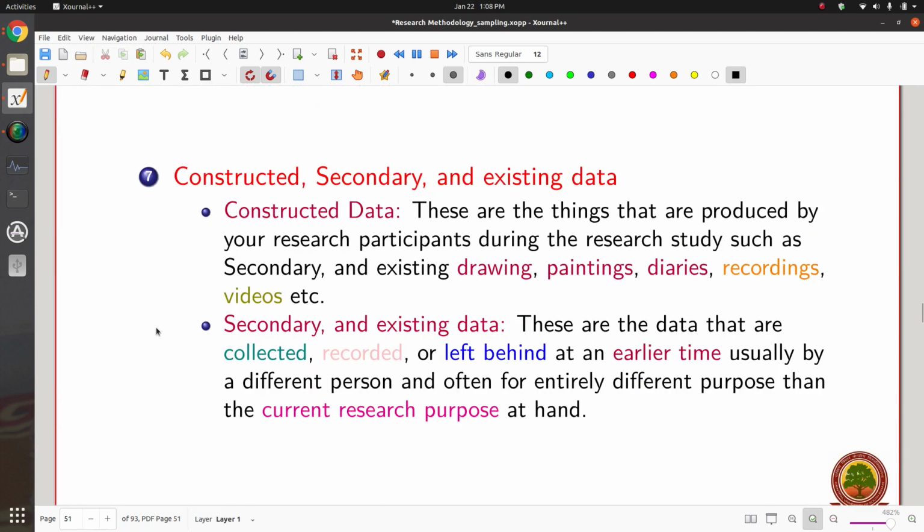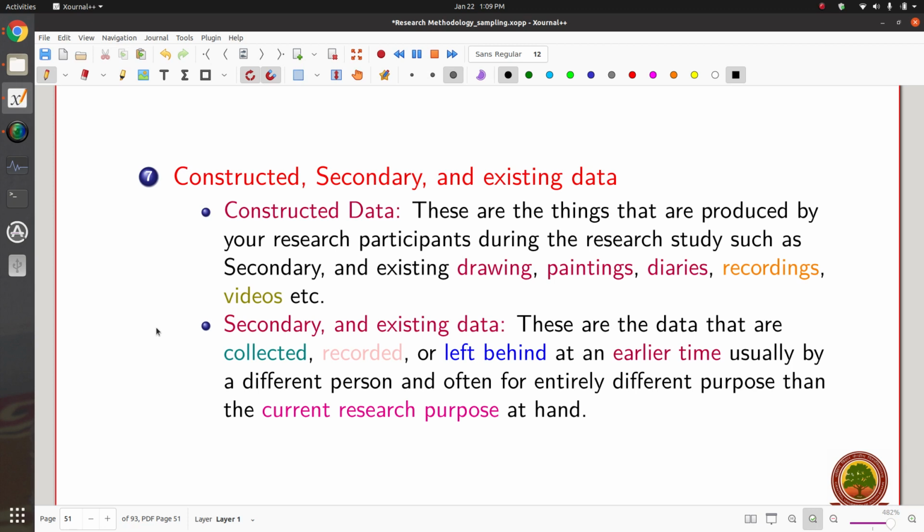After this, there are various forms of data. That means you can have personal documents. Personal documents means the participants may have some personal documents, like some participants write diaries, someone has written a book, someone has prepared a drawing. So you can call those data personal documents, and you collect the photographs, drawings, paintings, whatever they have generated, for each of the participants and then analyze that data to understand the behaviors of your participants.